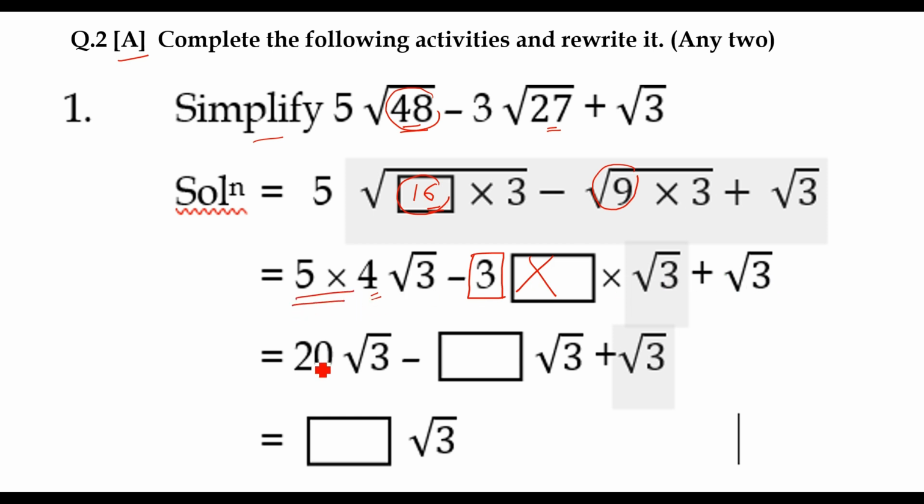So 5 into 4 will be 20 root 3, and we have now 3 root 3, and here we can write just simply minus 3 root 3 plus 3. Now first root 3 will be taken as common, then we can add one more step here: 20 minus 3 plus 1, and root 3 is common. So 20 minus 3 is 17, and this is plus 1, you add it, then the final answer will be 18 root 3. Therefore the final answer of this question is 18 root 3.